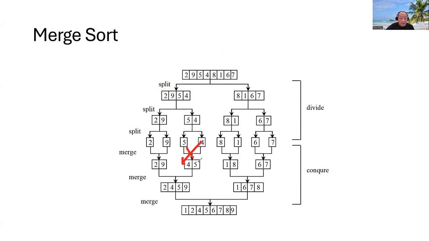So 4 and 5 crossover, 1 and 8 crossover, 6 and 7 no crossover. So you actually sort it here. When you merge, you put that into place. Now after that, your 2 elements sorted, you merge these 2. So you have 4, 5, and then 2, 9. You do merge. So 2 and then 4 and then 5 and then 9. Okay. Any questions so far?